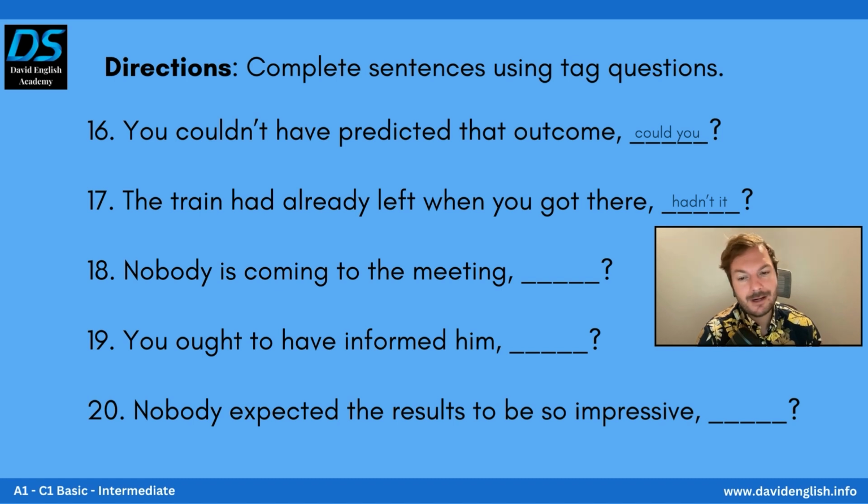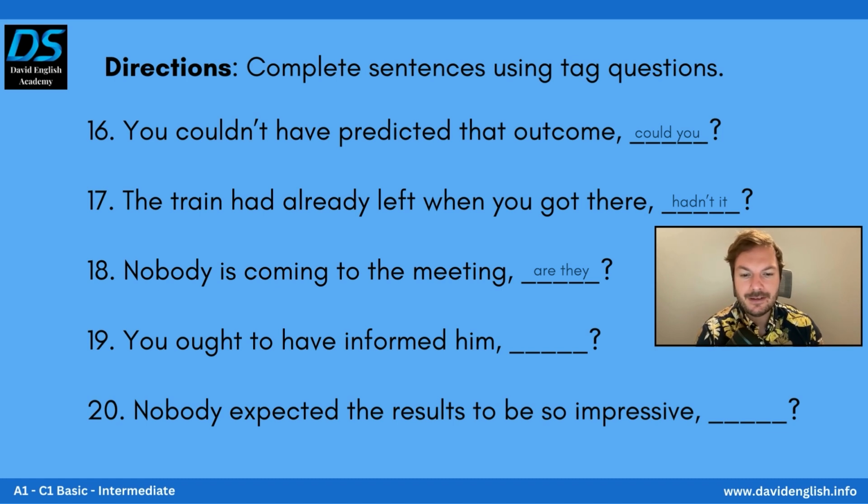18, nobody is coming to the meeting. Nobody is coming to the meeting, are they? That's a tough one too. Nobody is plural in this sense. So it's a negative to positive, a very hard one.